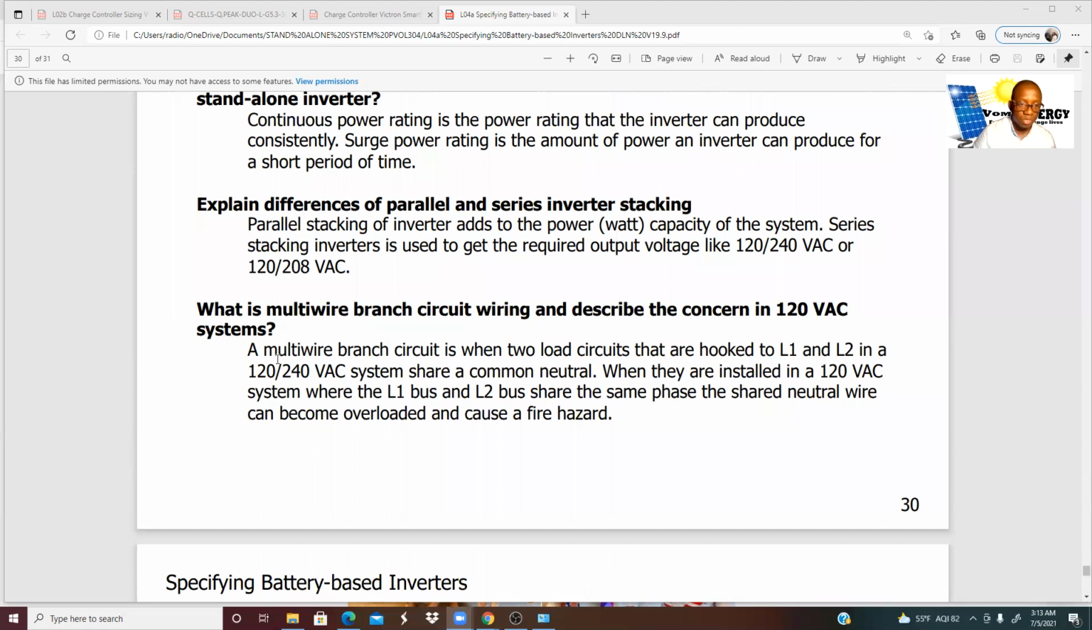What is multi-wire branch circuit wiring, and describe the concern in a 120 volt system? A multi-wire branch circuit is when two load circuits that are hooked to line 1 and line 2 in the 120 volt system share a common neutral. When they are installed in a 120 volt system, where the line 1 box and line 2 box share the same phase, the shared neutral wire can become overloaded and cause a fire hazard.